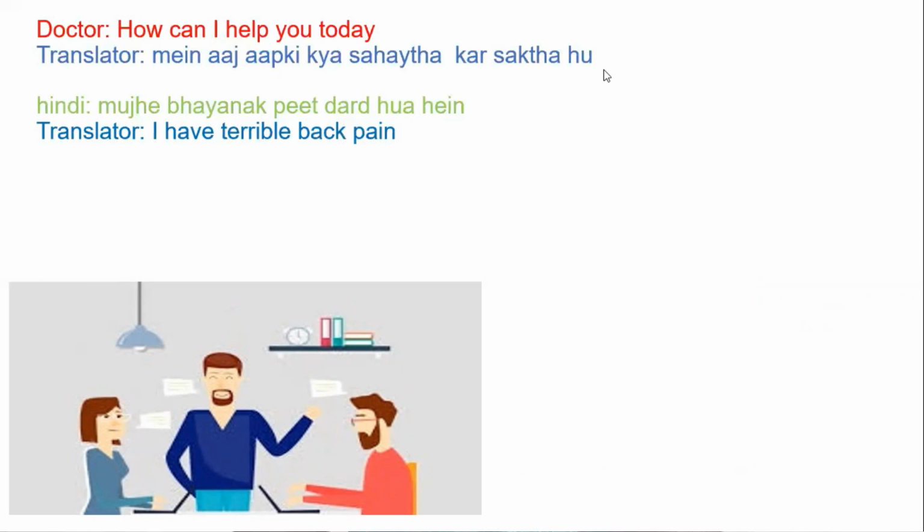The first thing that happened: whatever the doctor on the right-hand side said, the middleman, the interpreter or translator, translated in Hindi. My mom got what the translator spoke in Hindi. She spoke back in Hindi saying, "मुझे भयानक पीठ दर्द हुआ है." Now for the doctor to understand, the person in blue, the interpreter, has to translate back in English, and he said, "I have terrible back pain."